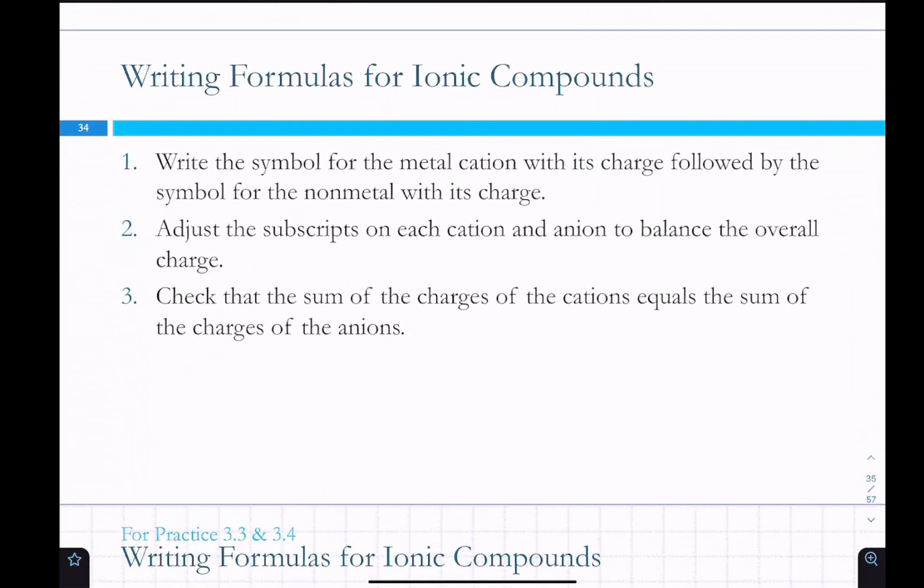So when we write formulas for ionic compounds, write the symbol of the metal cation with its charge, followed by the symbol of the nonmetal with its charge. You get used to this, but when you're starting out, it helps to write out both ions with their charges first, then figure out how to adjust subscripts on each cation and anion to balance the overall charge. So you check that the sum of the charges of the cations equals the sum of the charges of the anions after you've adjusted your subscripts.